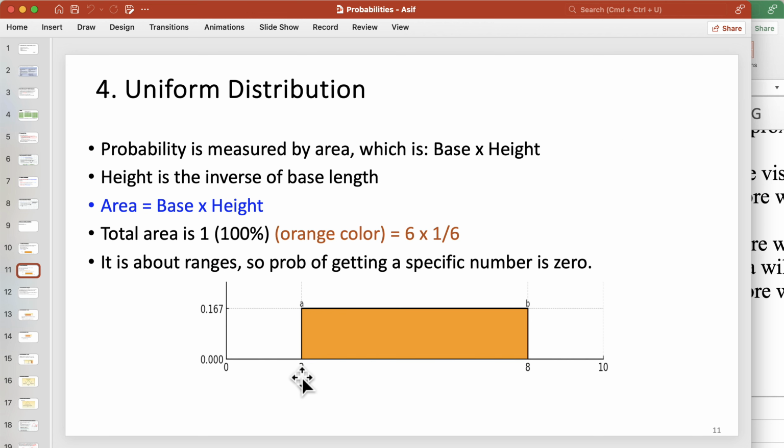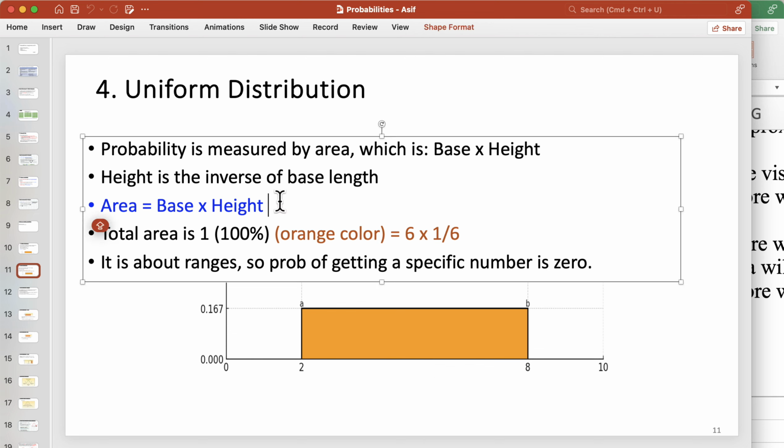So in this case, the minimum value is 2 and the maximum value is 8. The difference here, or the length of this part, is 6. 8 minus 2 is 6. And height will be the inverse of this base. So if this is 6, this should be 1 over 6. So I'll be using this approach, that area is equal to base times height. The base is 6 and height is 1 over 6. So the total area will be 1. The probability will be 1 or 100%.